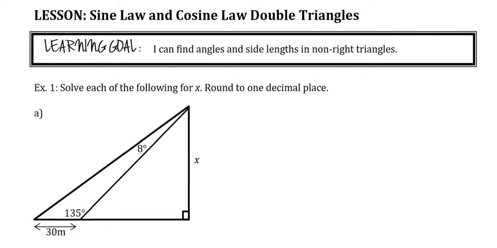If you remember when we did double triangles before, it's all about problem solving. So we're being asked to find x, but we're not given any information to be able to find x directly. So we've got to find other stuff first before we can find x.